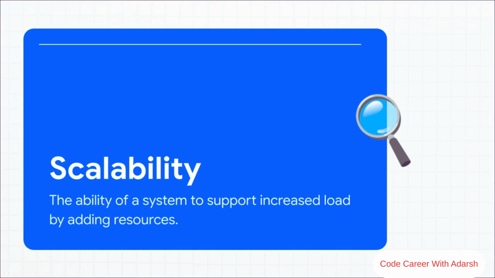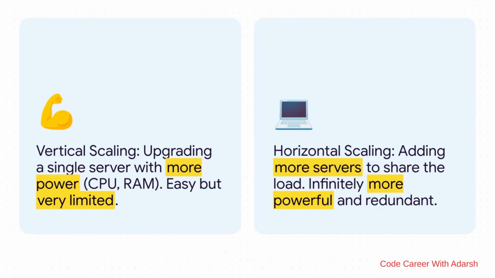But the big question is, how do you actually add that power? Well, you've got two main options here. The first one is called vertical scaling. This is kind of like upgrading your own computer. You take your one server and you just beef it up. Add more RAM, a faster processor, a bigger hard drive. It's simple, but you'll eventually hit a wall.